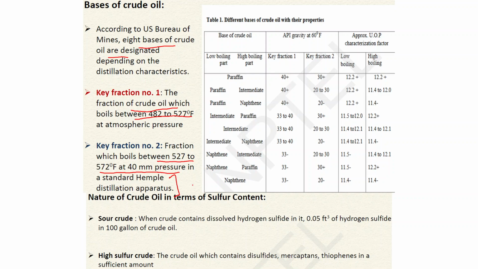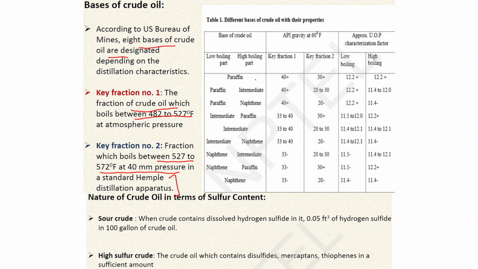If you have a crude oil and want to determine under which key fraction it comes, we will take the crude oil and do the distillation in the Hempel distillation apparatus, and see in which temperature region it boils. So we can determine under which key fraction our crude oil sample comes, and using that we can determine the base.